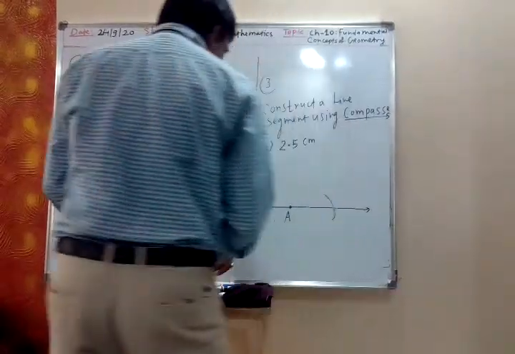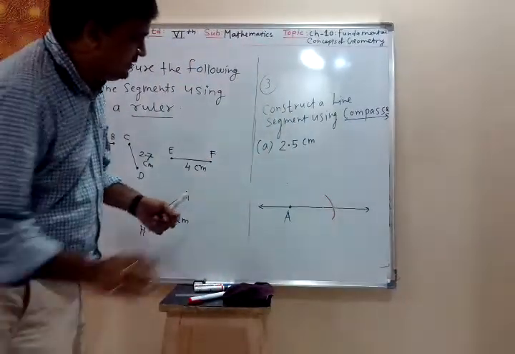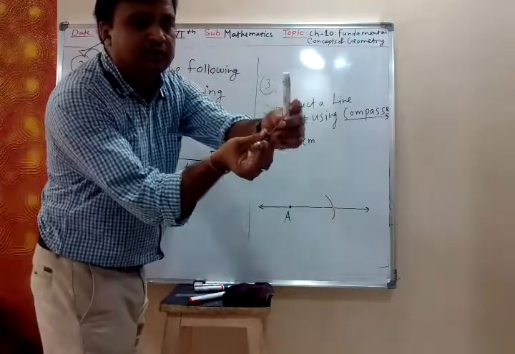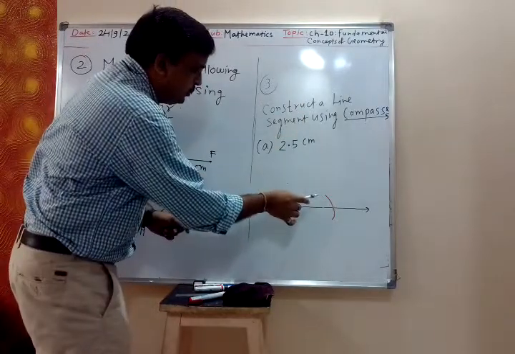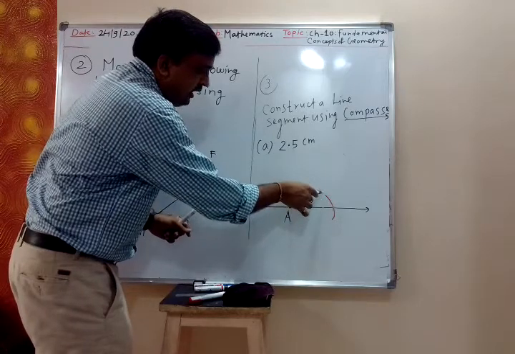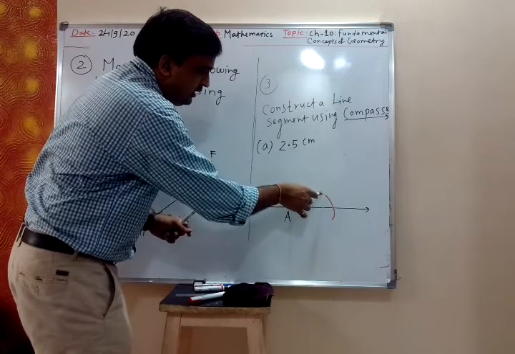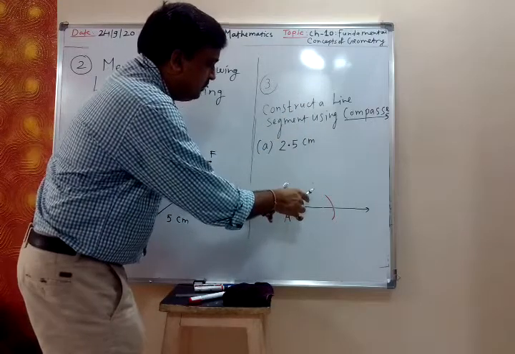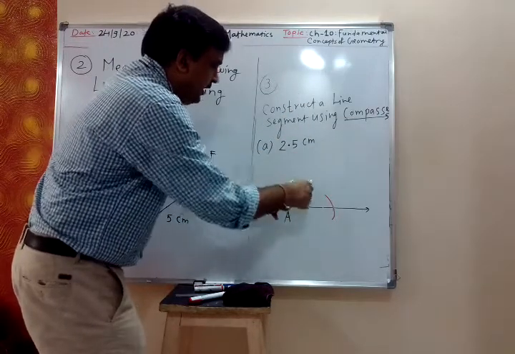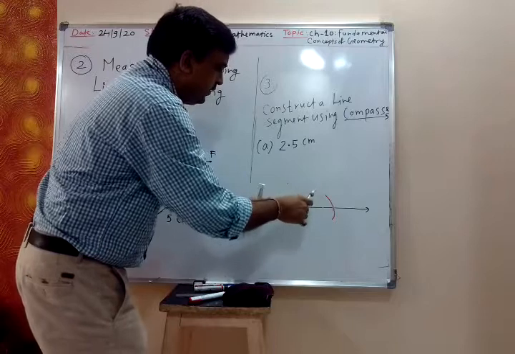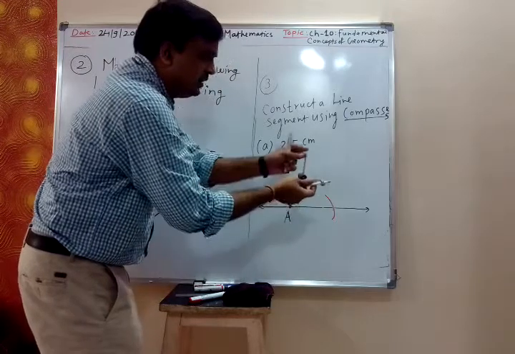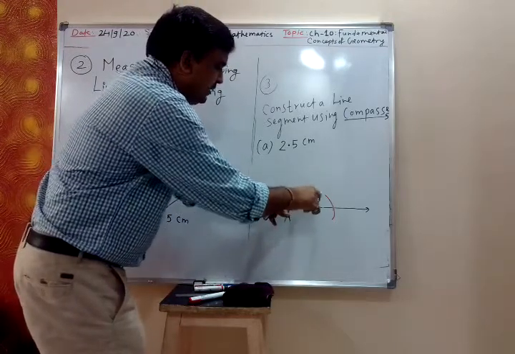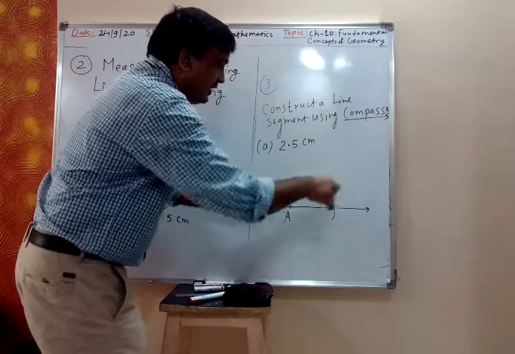You have to keep the pointed tip, not the pencil, at A. This is called pointed tip. Pointed tip at A and the pencil will be on the other end. I have kept the rounded tip at A, and pencil will be on the other side.